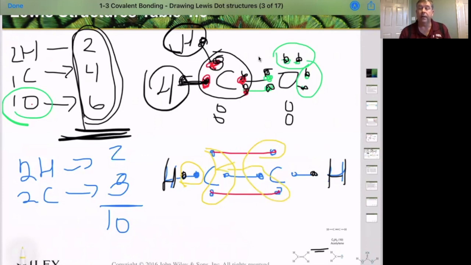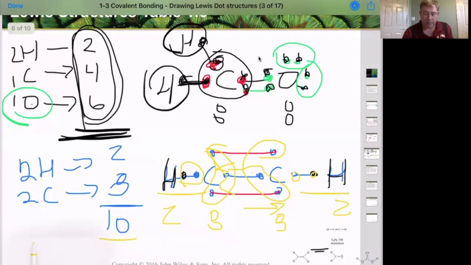So that carbon has 8 electrons. Here we have 1, 2, 3, 4, 5, 6, 7, 8 shared with this carbon. This carbon has 8 electrons around it. This hydrogen has 2 electrons around it. This hydrogen has 2 electrons around it. So each of those elements has their own number of electrons, and we have a total number of 10 valence electrons. But that's a little messy.